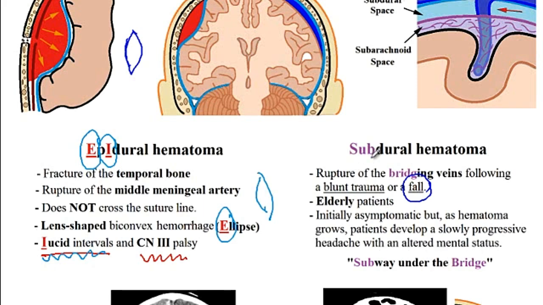Now, the memory aid that I have for you is subway under the bridge. So subdural hematoma is caused by the rupture of a bridging vein. So subway under the bridge.